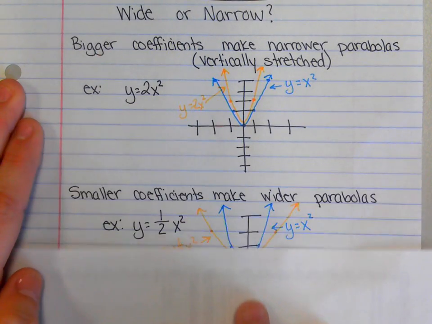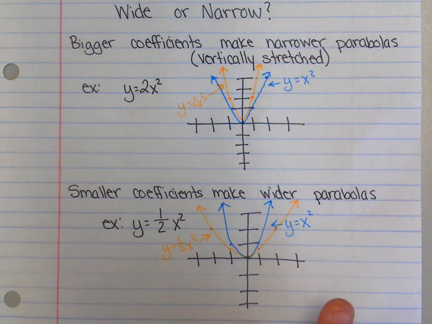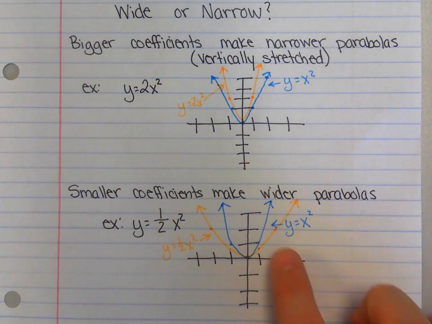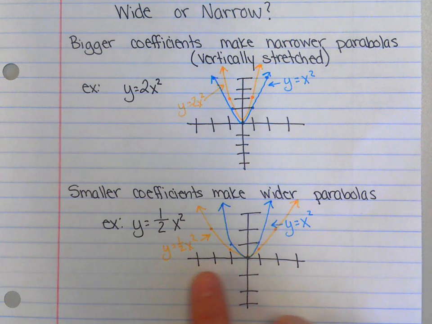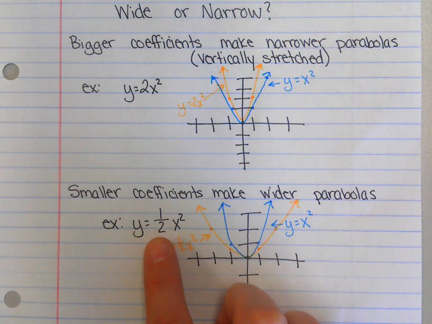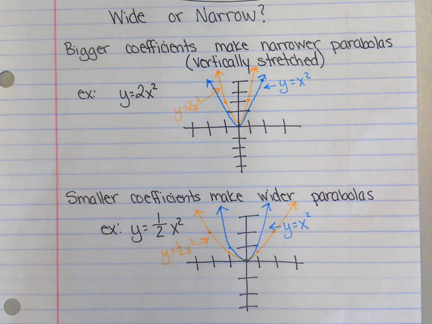Now that means that if you have these smaller coefficients, then your parabola is going to be wider. So right here again in blue, I have my original parent function. And then in yellow, I did y equals 1/2 x squared. So the smaller this number gets, the wider your parabola is going to be.